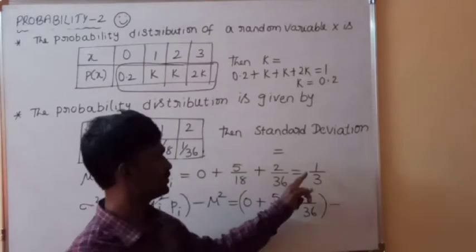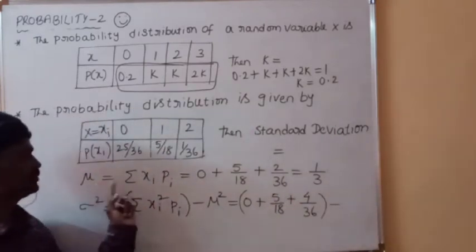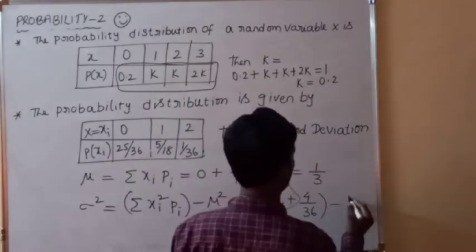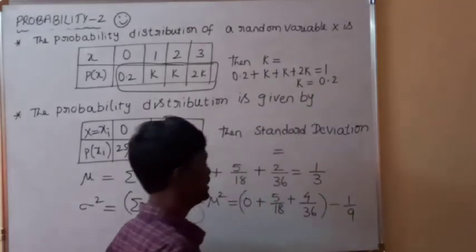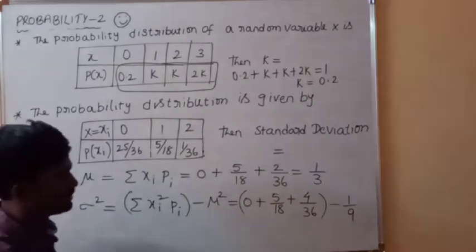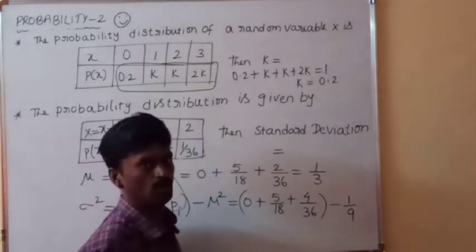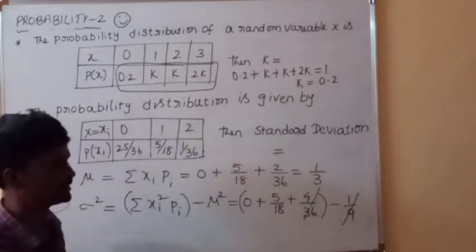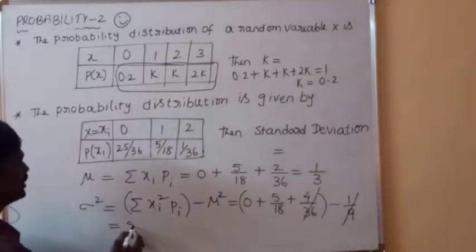Mu square is nothing but 1 by 3 whole square, because the mu value is 1 by 3. Mu is nothing but the mean. So 1 by 3 whole square is nothing but 1 by 9. Okay. If you observe, 4 by 36 is also 1 by 9 only. So this is plus 1 by 9, this is minus 1 by 9, they get cancelled. So that's what you got, 5 by 18.